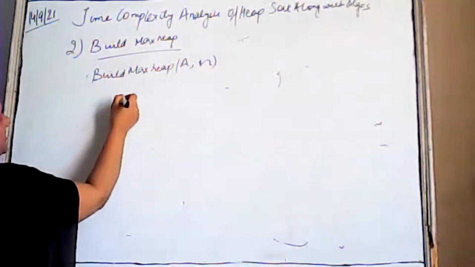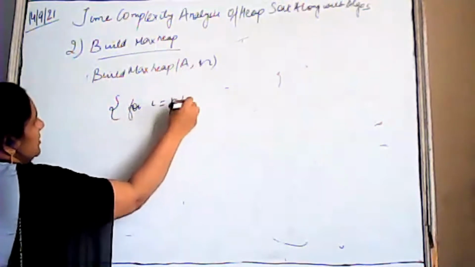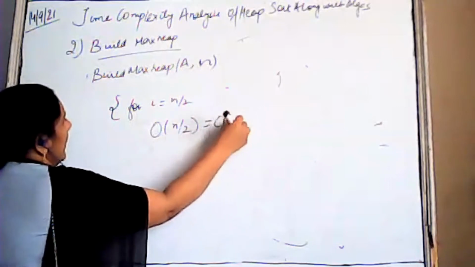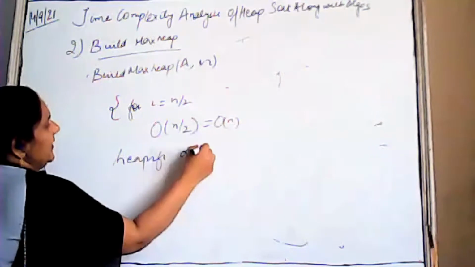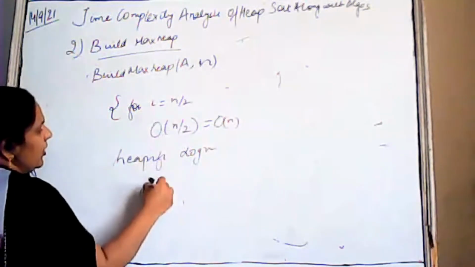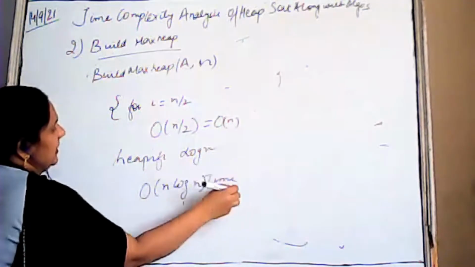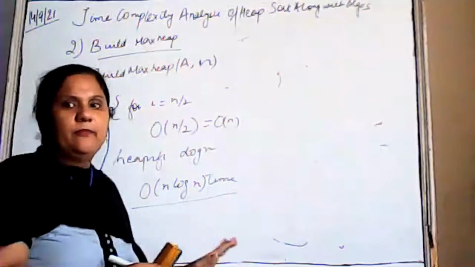The build heap process has just one loop, for i equal to n by 2, which is roughly order of n by 2, which is equal to order of n. And how much time does the heapification process take? Log of n time. So together they make order of n log n time. So the build max heap procedure will take order of n log n time.